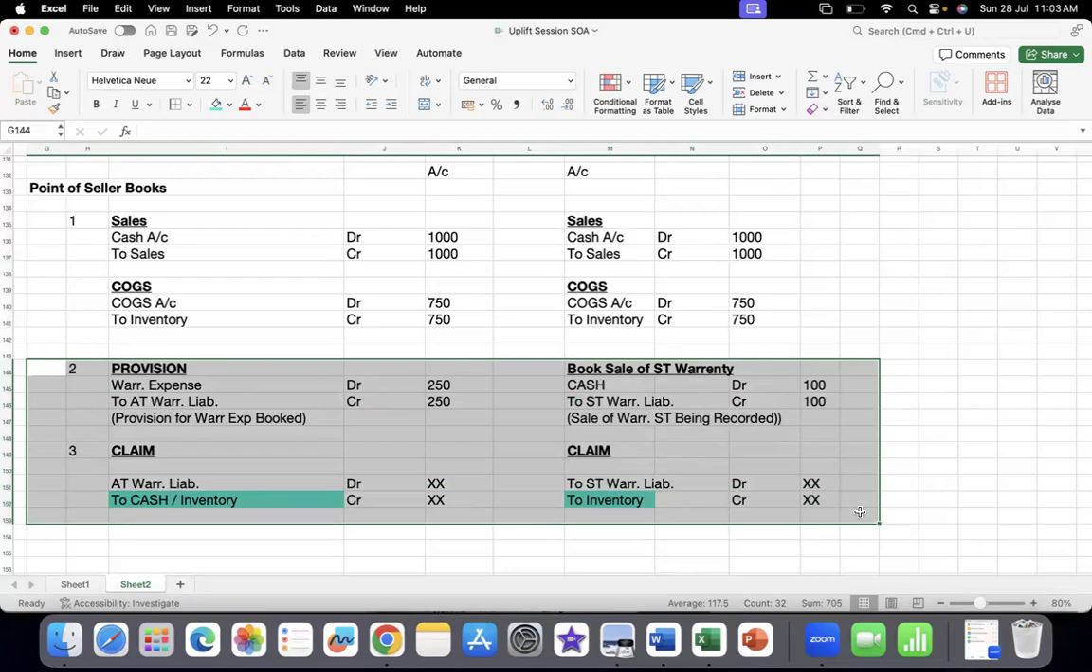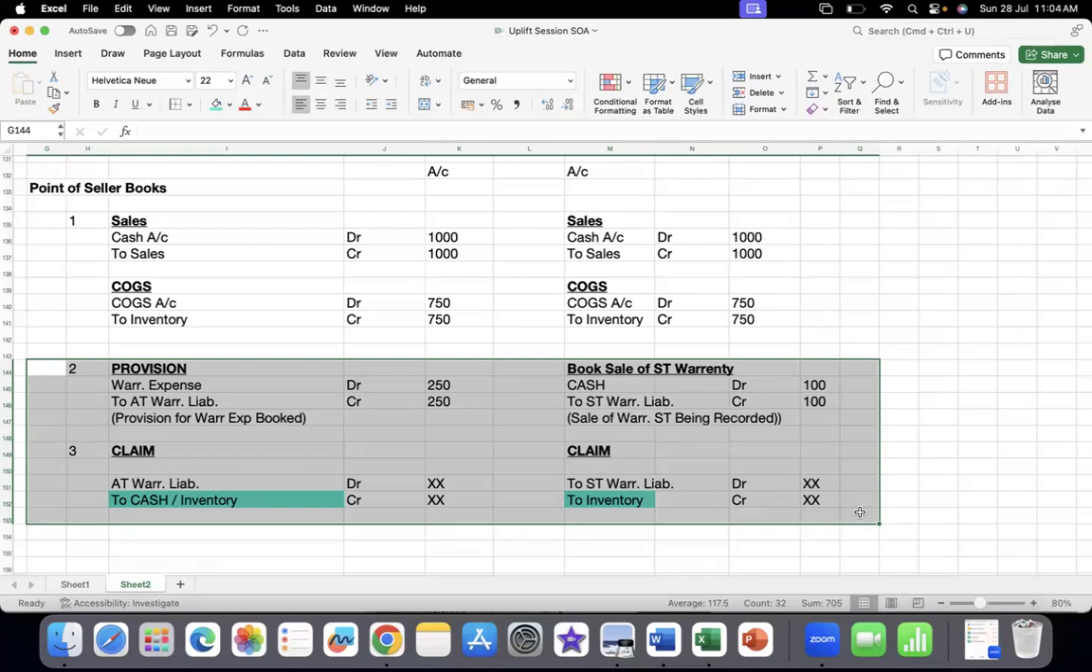So this is all about warranty. Just to sum up, there are two types of warranties. One is the assurance warranty, and the other is your service type warranty. Service type warranty is optional. You can take it at a separate cost. It is chargeable by the seller.